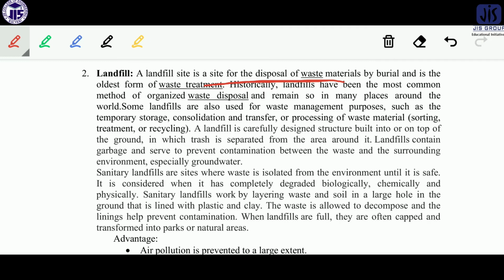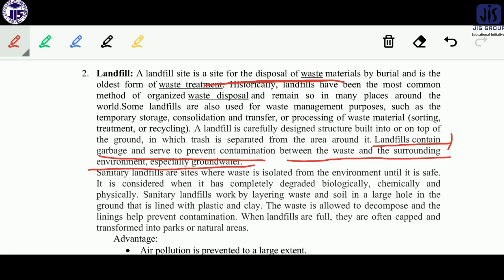Then we have to dig a pit in this particular area, and then we have to transfer all the solid waste materials there. Then we have to cover it with soil. So this is the general process of the landfill. A landfill is a carefully designed structure built into or on top of the ground, in which trash is separated from the area around it. Landfills contain garbage and prevent contamination between the waste and the surrounding environment, especially groundwater.